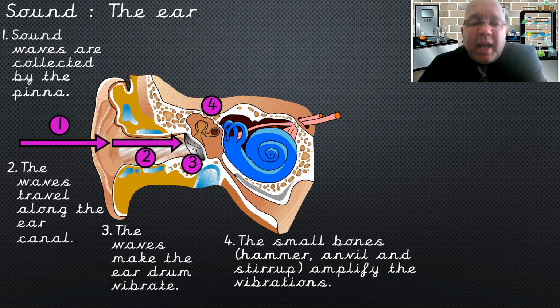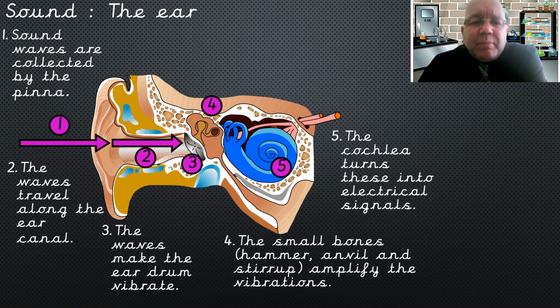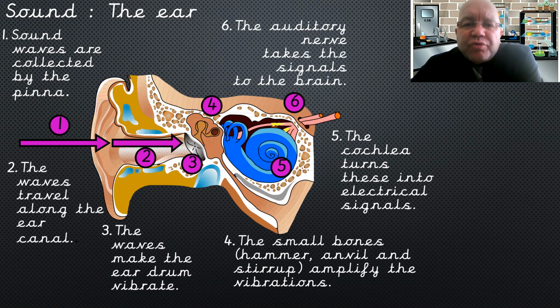They make the vibrations appear even bigger so that the message definitely gets through to the next part of the hearing process, which is that snail-shaped thing, the cochlea. And the cochlea turns those sound waves into electrical signals. Remember, over 15,000 little hairs inside the cochlea vibrate as the sound waves hit them. And these send electrical messages down the auditory nerve to the brain. And the brain is able to decode those messages and tell you exactly what you're listening to. An incredible piece of kit. Okay, so that's the human ear.